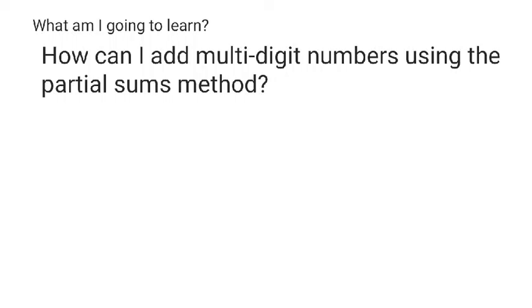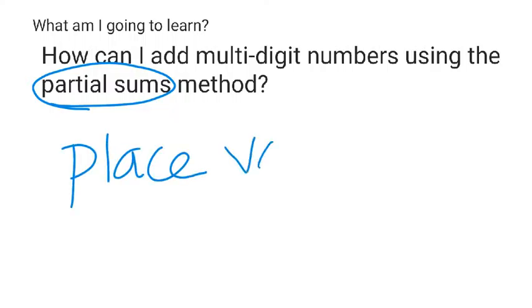Hello everybody, welcome to the second video in our addition unit, where we are going to work together and answer the question, how can I add multi-digit numbers using the partial sums method? Now our partial sums method, everybody, is quite different from the first video where we were using the standard algorithm or that traditional way of adding numbers, where instead today we're actually going to be using place value to add different places together to still come up with a sum, right? That sum, which is an answer to an addition problem.